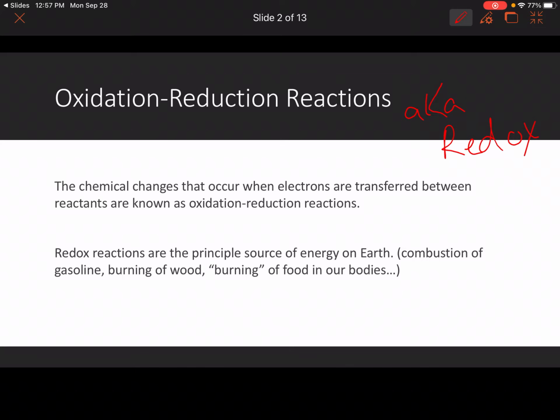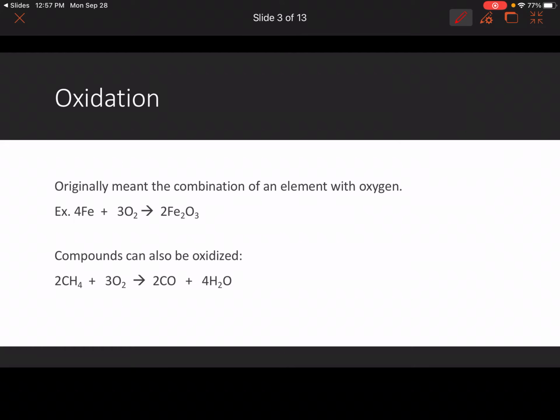Redox reactions are the principal source of energy on Earth. So basically combustion of gasoline, burning of wood, burning, in quotation marks, of food in our bodies, all of these require oxidation reduction reactions. Now, oxidation. So we're going to go through the old definitions today, and then next class we'll learn about the more modern definitions. So the original definition meant the combination of an element with oxygen.